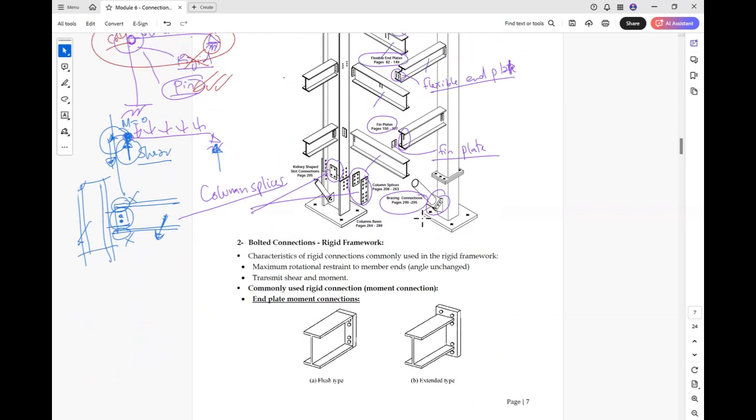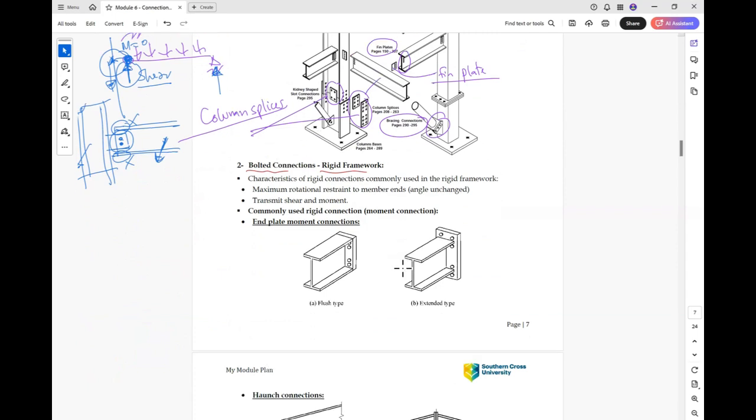So now for the bolted connection or rigid framework. Let's look at the rigid connection. The characteristic of rigid connection is commonly used in rigid framework. For frames, the connection here may need to be a rigid connection, with maximum rotational restraint to the member ends. So you need to have rotational restraint at both ends here.